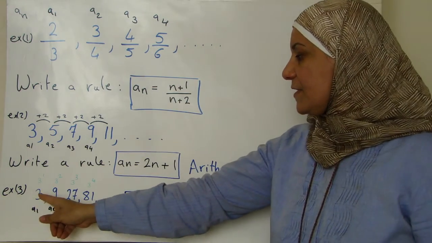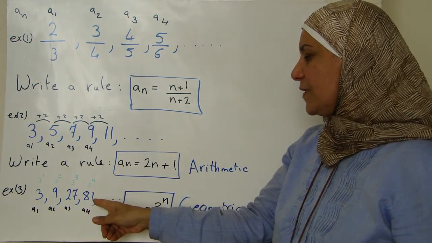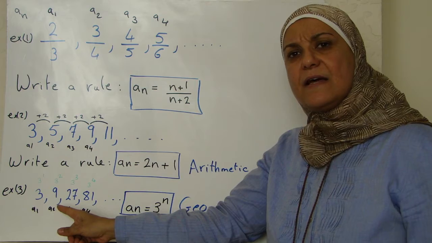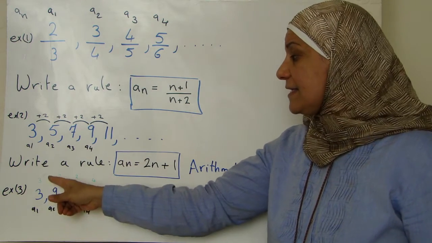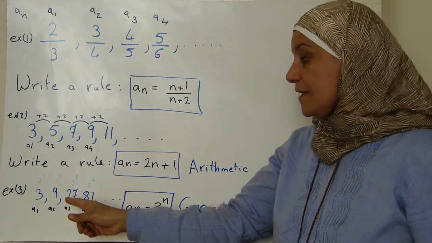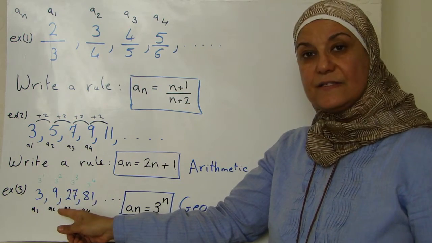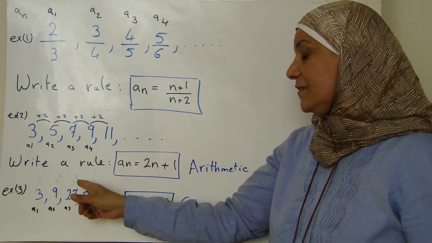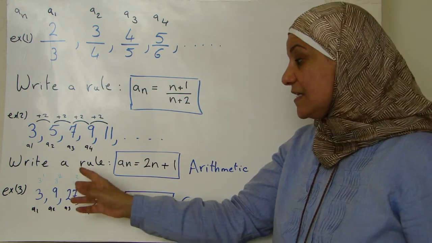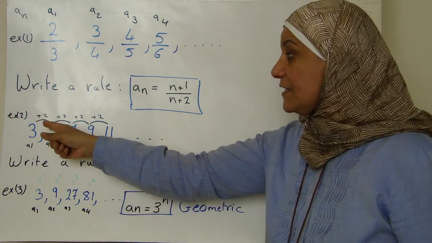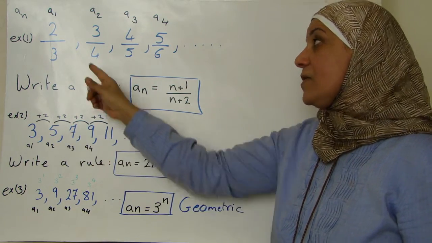Let me see here. 3, 9, 27, 81. What do I see here? I see a different pattern. I see that the difference is not constant. The difference between 3 and 9 is 6, while the difference between the 9 and the 27 is 18. So it is definitely not as easy as this one, and not as easy as this one.